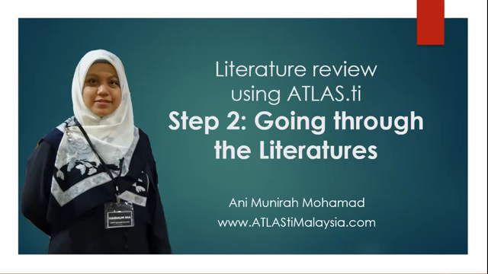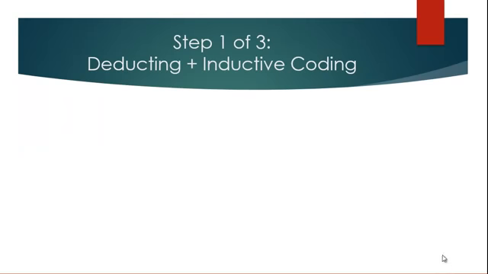In step number 2, to go through the literatures, there are three sub steps. Step number 1 of the 3 is by doing deductive as well as inductive coding. Deductive coding means if we already have concepts or codes or labels or taggings which form part of a framework, and we would like to look out for these specific concepts or themes in our literatures, then we would be calling that as deductive coding.